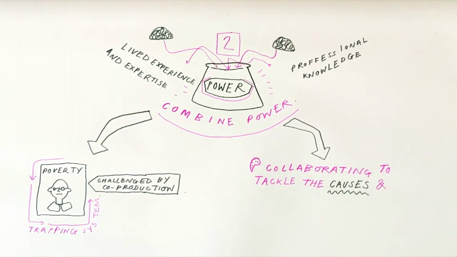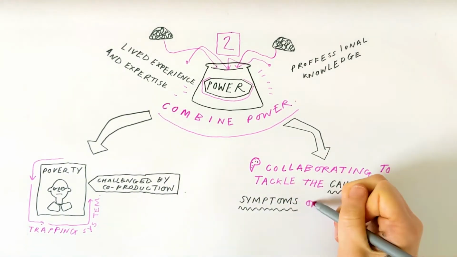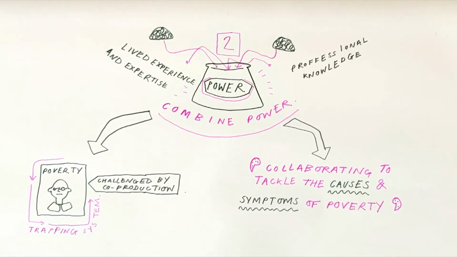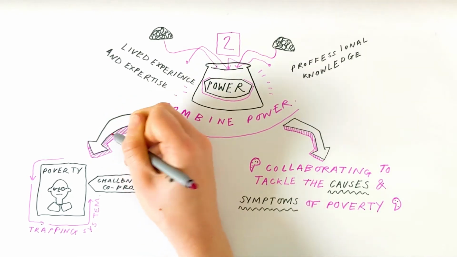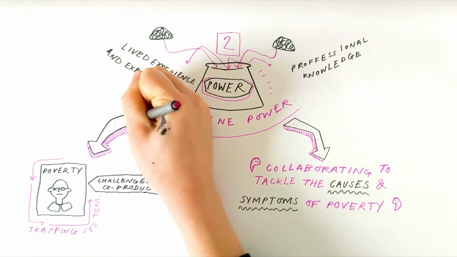By collaborating and combining the power of Turn2us as an organisation with the power of people with lived experience of poverty, we will increase our chances of tackling the causes and symptoms of poverty.